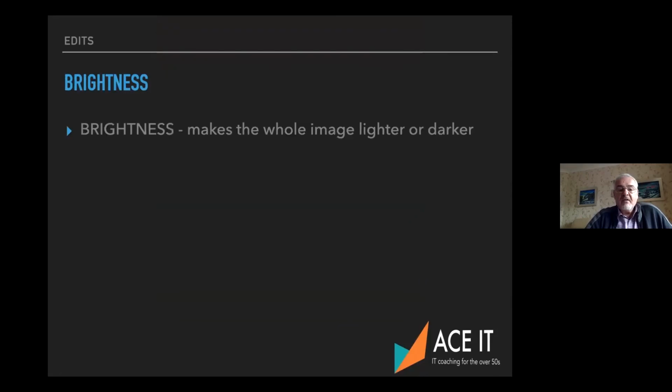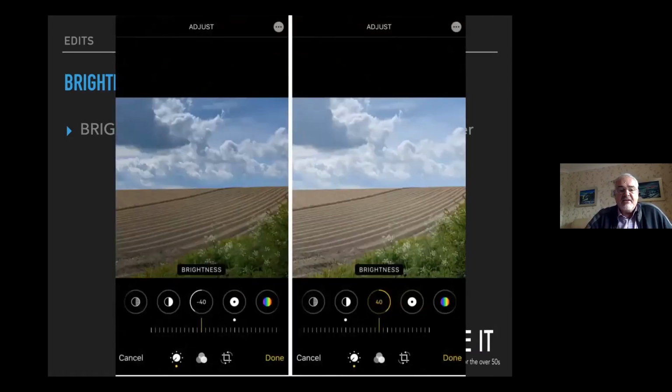Brightness. Making the whole image lighter or darker. So it's not just working on edges or on dark areas or light areas. And there's an example from the iPhone photo school of what happens when you change the brightness slider. And if you look at the cloud and you look at the cloud furrows, they are quite different. And it's simple as that.